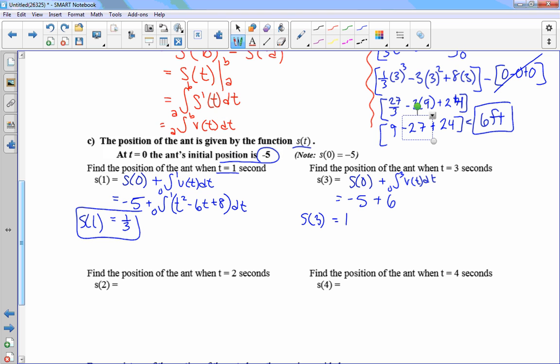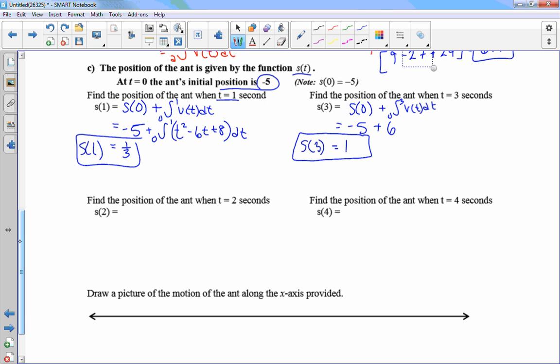Which is 1. So its position is 1 foot. Okay, find the position of the ant at 2 seconds. That's the same thing, right? And 4 seconds. So we do both of those, and then at the bottom, draw a picture of the motion of the ant along the axis provided.